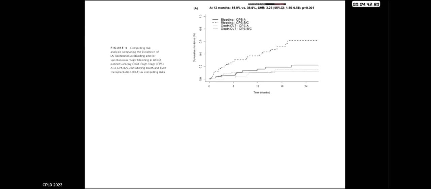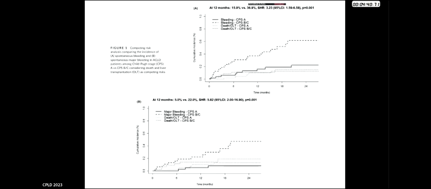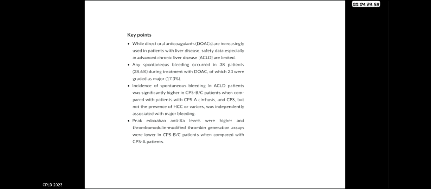Look at the DiMaria study. This is a competing risk analysis comparing the incidence of spontaneous bleeding and spontaneous major bleeding in ACLD. And you see that both are significantly high, especially in Child-Pugh B and C, in patients who are treated with VKAs as compared to DOACs.